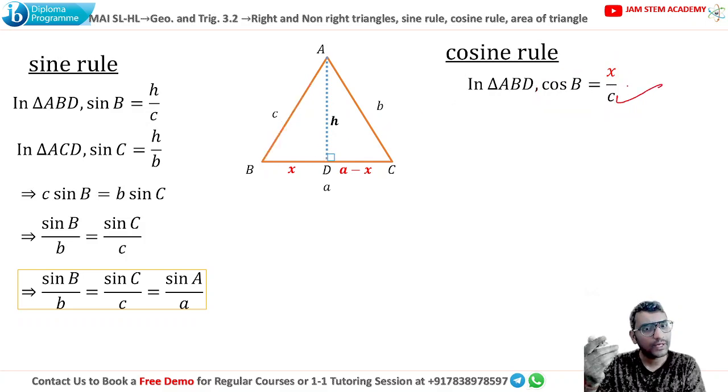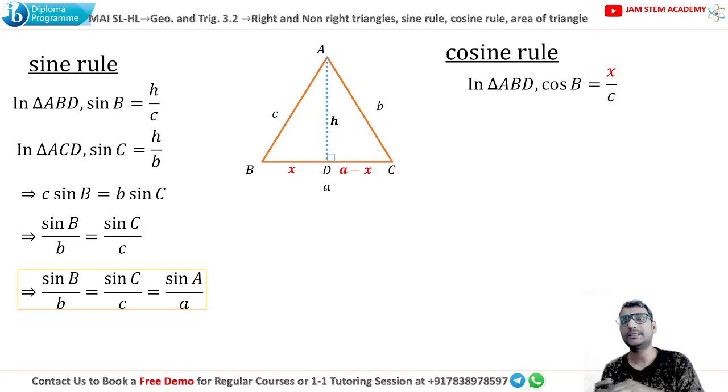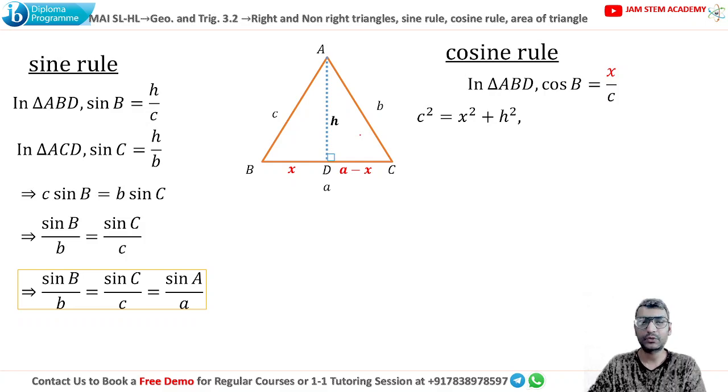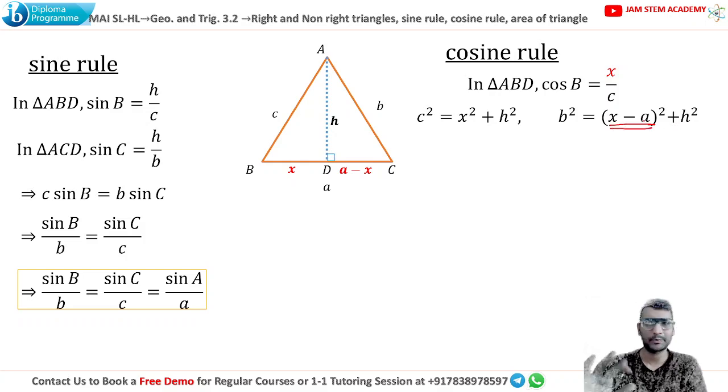C is okay. But what about x? We don't have the value of x. So we need to find the value of x in terms of small a, small b, and small c. For that, apply the Pythagoras theorem in these two triangles. So we will get c squared equals x squared plus h squared from this triangle, and from here we will get b squared equals (a minus x) whole squared plus h squared, or you can write it (x minus a) whole squared, that will not affect your answer.